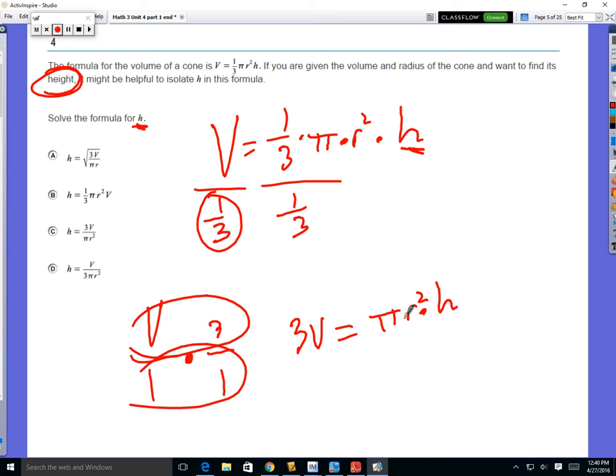Now these are both just times, so undo the times. So divide by pi r squared, divide by pi r squared. So you have h equals 3V divided by pi r squared.